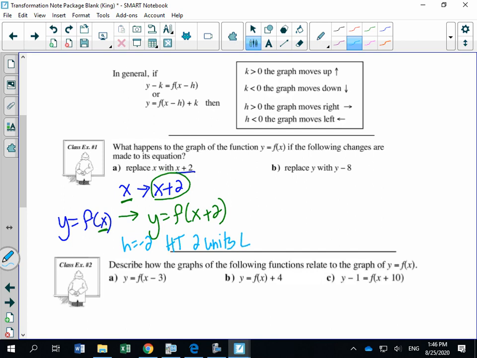Okay, let's look at B. Replace y with y minus 8. So here is the graph of our function. y is equal to f of x. What they want me to do is take out my y. So this guy comes out and they want me to put in y minus 8.